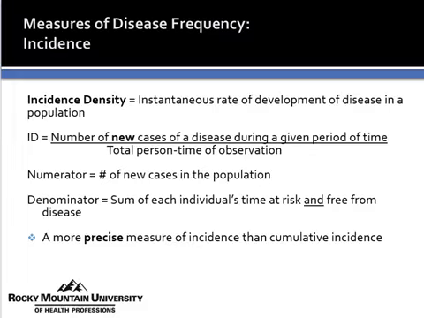Incidence density is now taking a more, well, let me just read it to you here. It's a more precise measurement than cumulative incidence. It's the number of new cases of a disease during a given period of time divided by the total person time of observation.